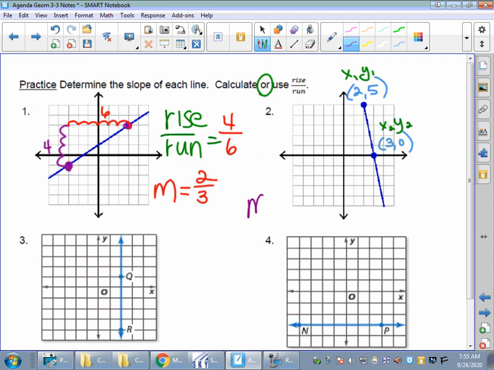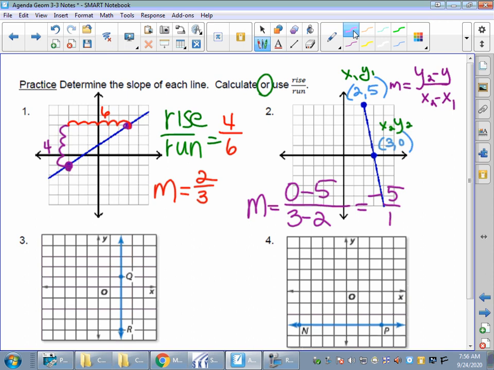So m is equal to, I'll put it up here, y2 minus y1 over x2 minus x1. So I'm going to do a change in y's. Make sure you put the y's on the top. That's always the error that people make when you're in a rush. So I don't want you to mess up. So 0 minus 5, because y2 minus y1, over 3 minus 2. So I end up with negative 5 over 1. Or, if you prefer, our slope equals negative 5.